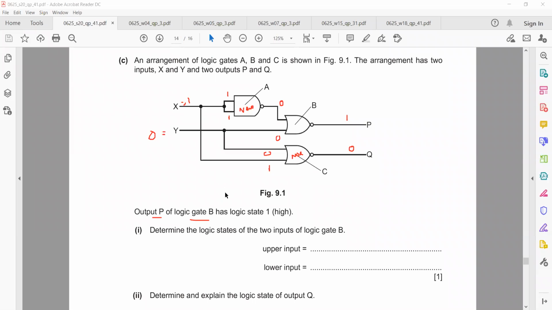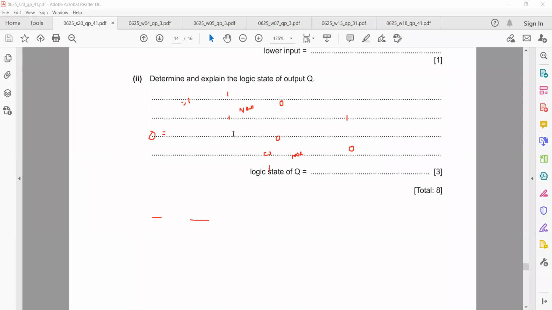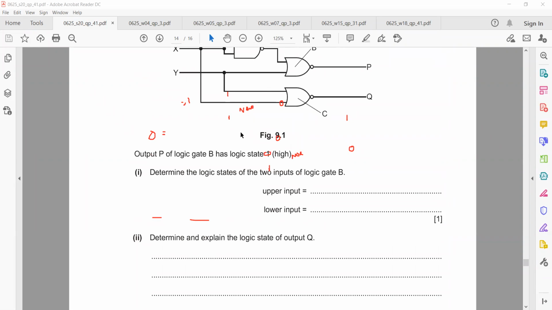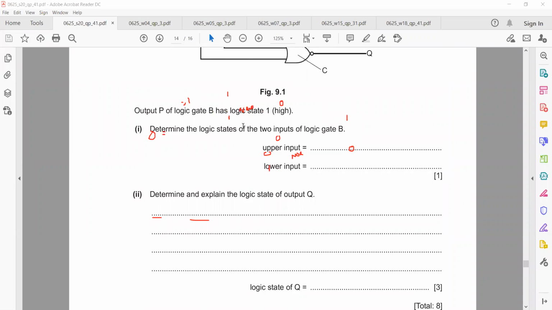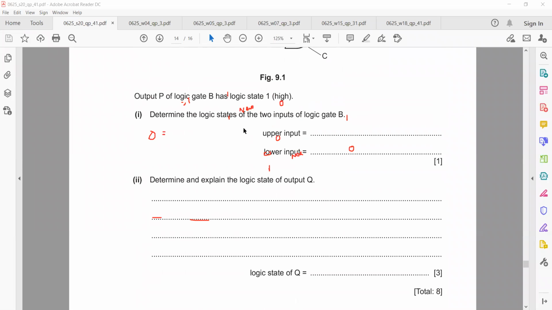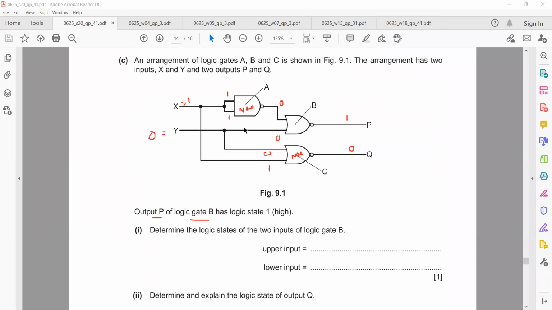So how will you explain all this? You will mention when X is 1 and Y is 0, the output Q will be 0. Is it clear? Because we have to state the logic state of Q. So the logic state of Q will be 0.